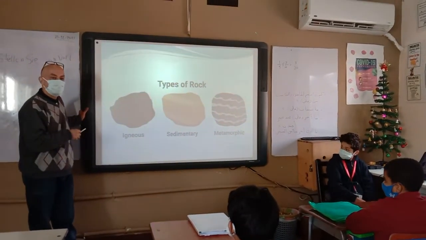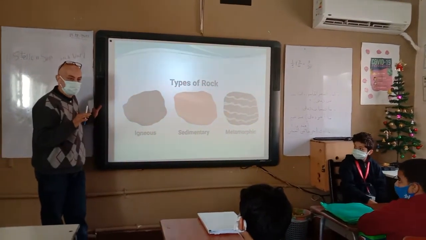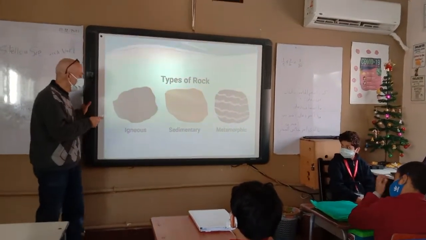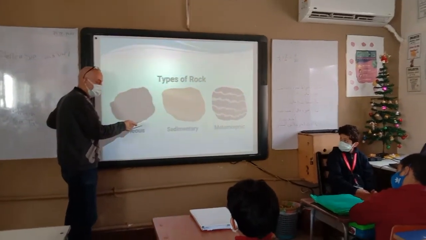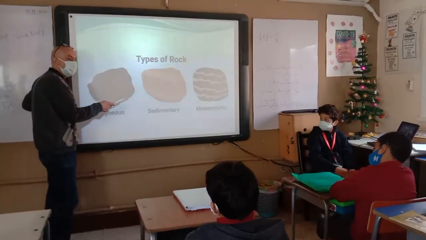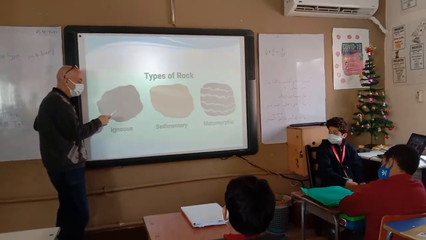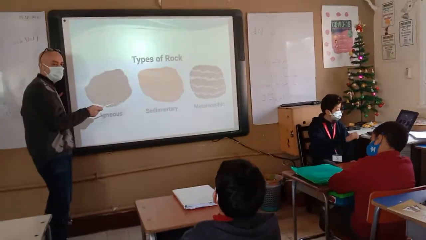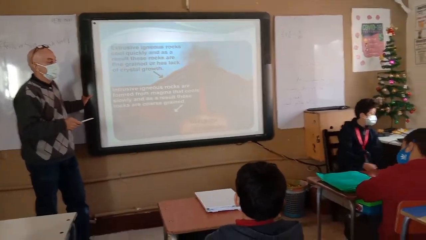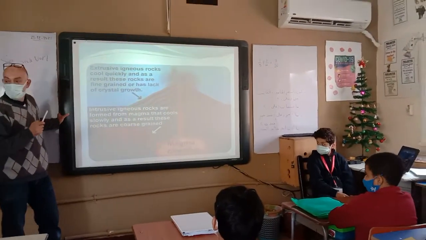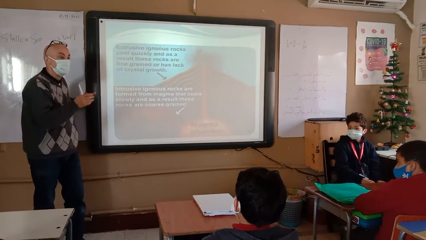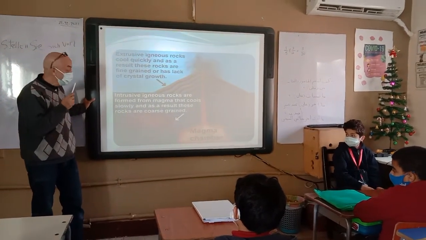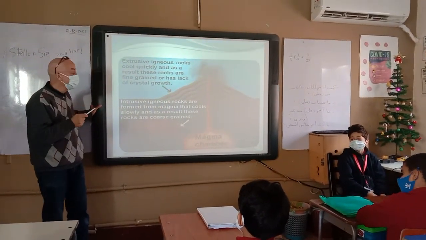As for the types of rocks, we have 3 types of rocks forming the Earth. Number 1, igneous. Number 2, sedimentary. Number 3, metamorphic. The first type of rock is called igneous. Igneous as a word means fire. Why is it called fire, or igneous rock?